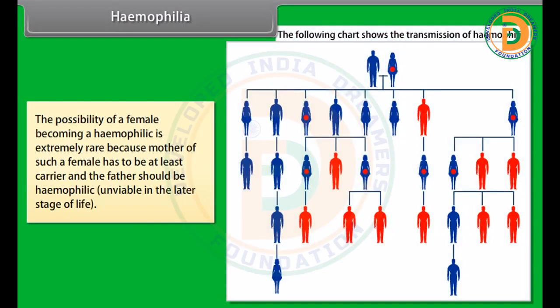The possibility of a female becoming hemophilic is extremely rare because the mother of such a female has to be at least a carrier and the father should be hemophilic, which is unviable in the later stage of life.